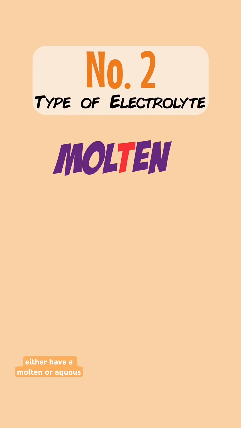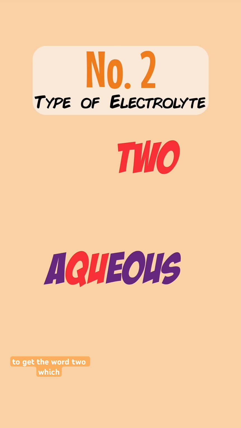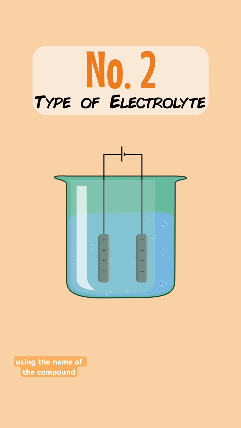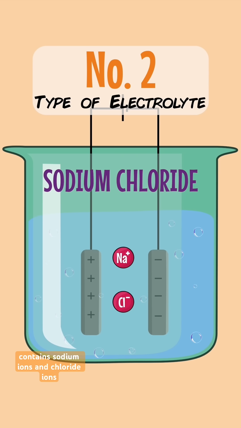You can either have a molten or aqueous electrolyte. Use the T in molten to get the word 2, which reminds you that these types of electrolytes contain 2 types of ions. You can figure them out by using the name of the compound. So for example, molten sodium chloride contains sodium ions and chloride ions.